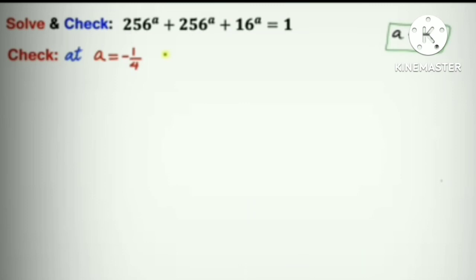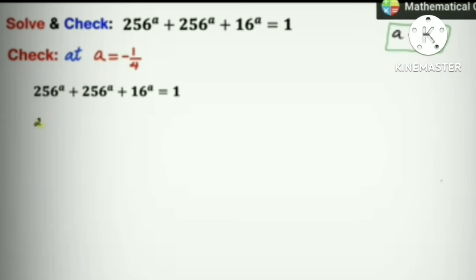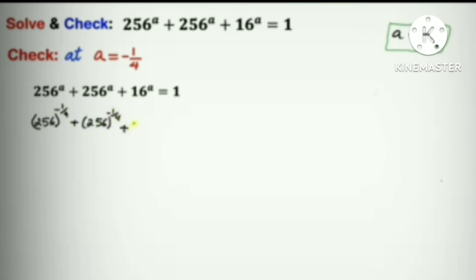And here's our final step. Let's go ahead and check our solution, a equals negative 1 over 4. Let's go ahead and do that one. 256^(-1/4) plus 256^(-1/4) plus 16^(-1/4), question mark. Is it equal to the right hand side, 1?